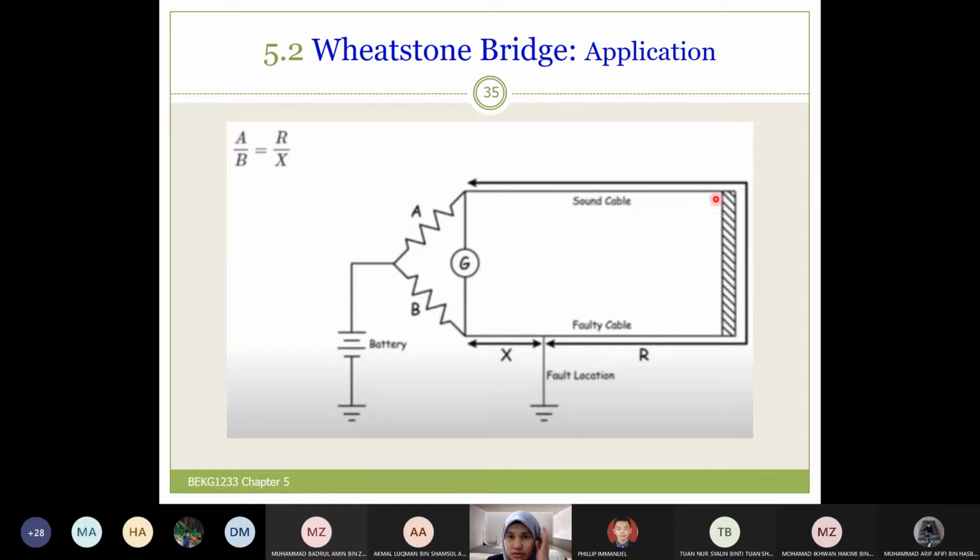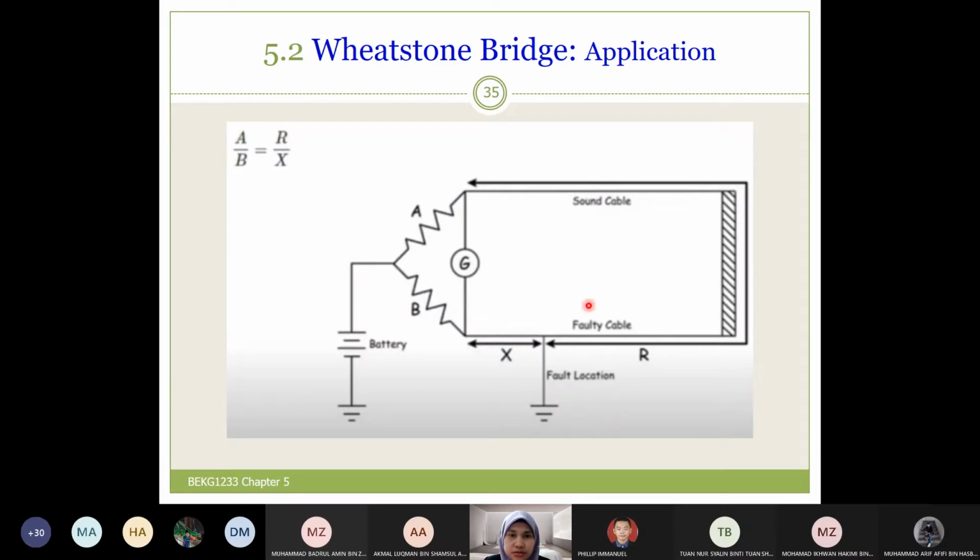Okay, so this is sound cable. Sound cable is healthy cable. This is fault cable, but this point is the location for the fault. So A over B is equal to, from this point to this point. So this is R, let's say R. This portion divided with this portion, or this length, or this R.